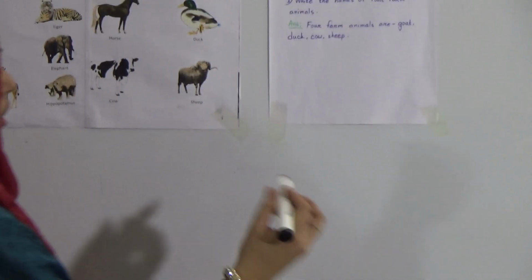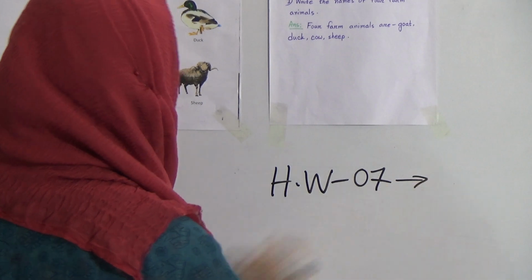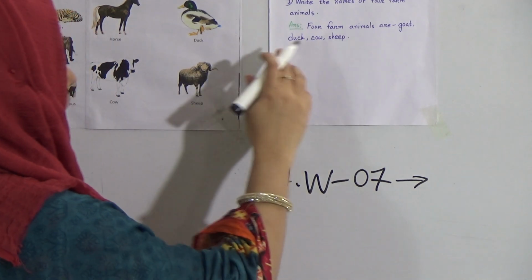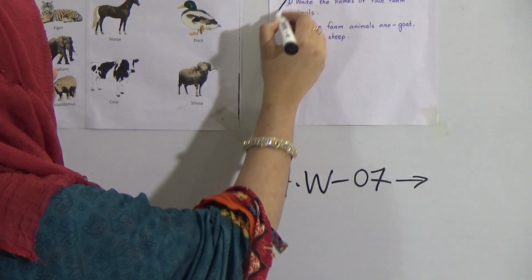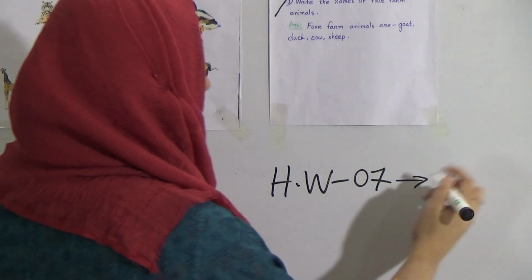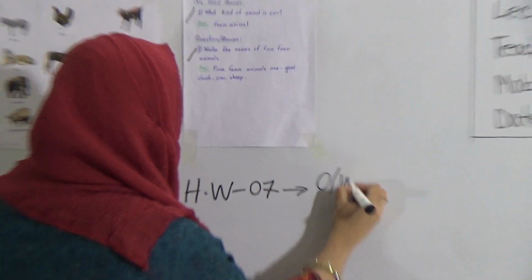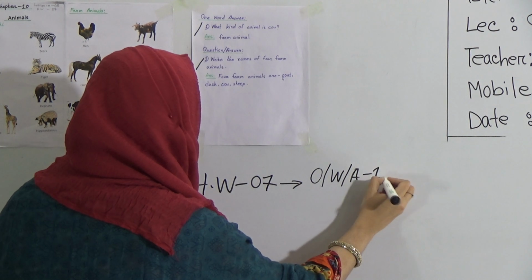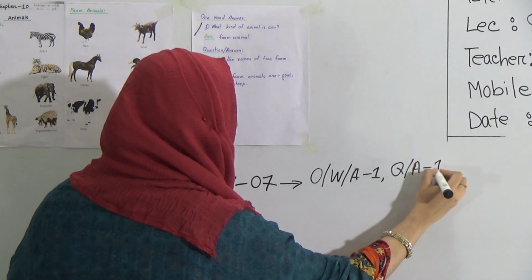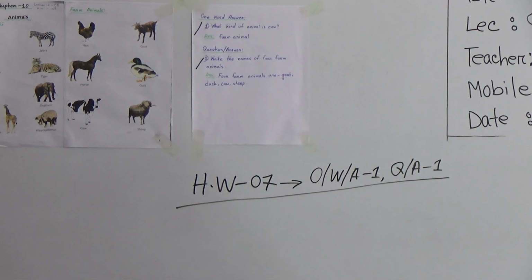Now the time of HW. Our today's HW is 7 number HW, and our HW will be one word answer and one question answer. So I am writing here your HW 7 number: one word answer and one question answer. This is your HW.